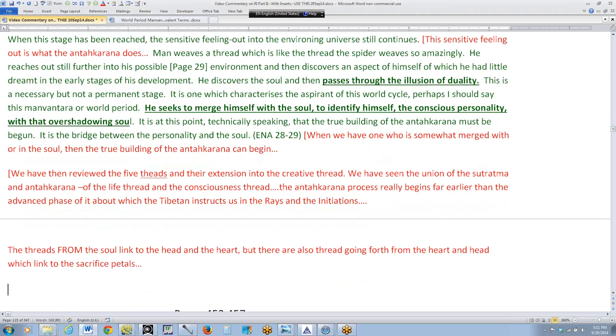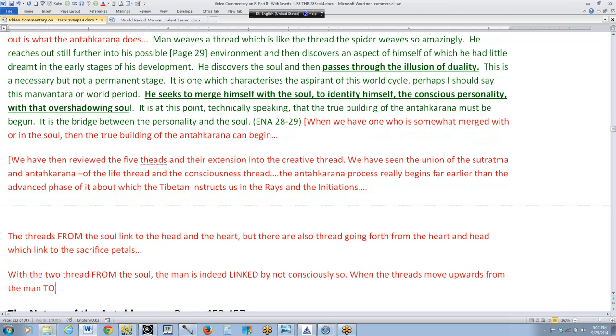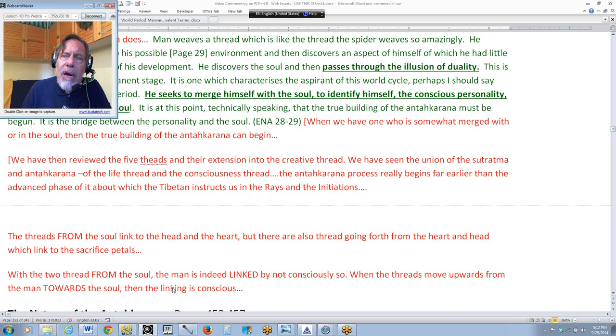Now let's just say that with the 2 threads from the soul, the man is indeed linked but not consciously so. When the threads move upwards from the man towards the soul, then the linking is conscious. And of course, that conscious linking has to continue with the building of the Antahkarana proper, which connects the mental unit to the manasic permanent atom, and then there's the higher parts of the Antahkarana involving the Buddhic permanent atom, the atmic permanent atom, and eventually even the monad. And that is given in the third meditation that we find in Discipleship in the New Age, Volume 2.